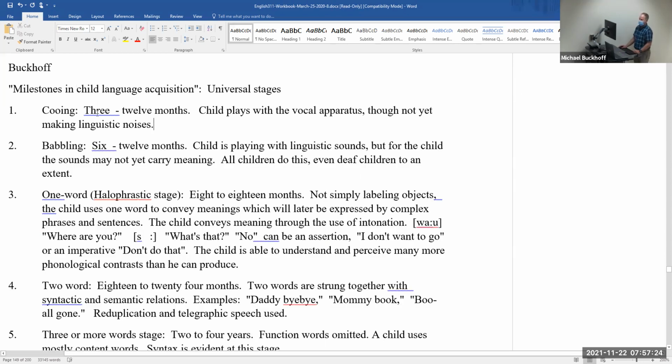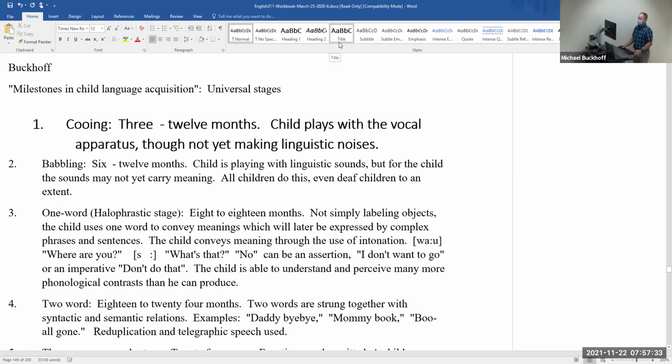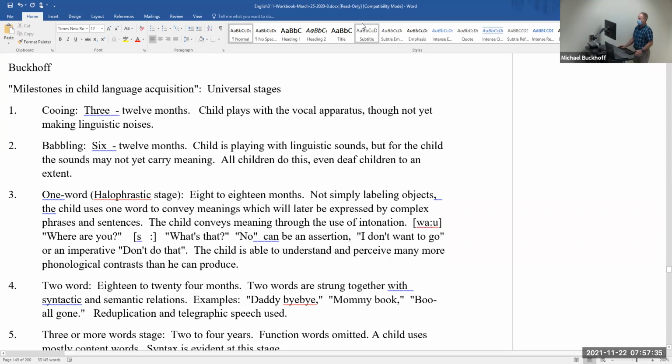Now, the key here is there's a lot of variation from one child to the next. Notice how the ranges are very broad. So you have to be careful if you know a child or have a child. Well, my child is not at that stage yet. And there's always going to be some differences with this.